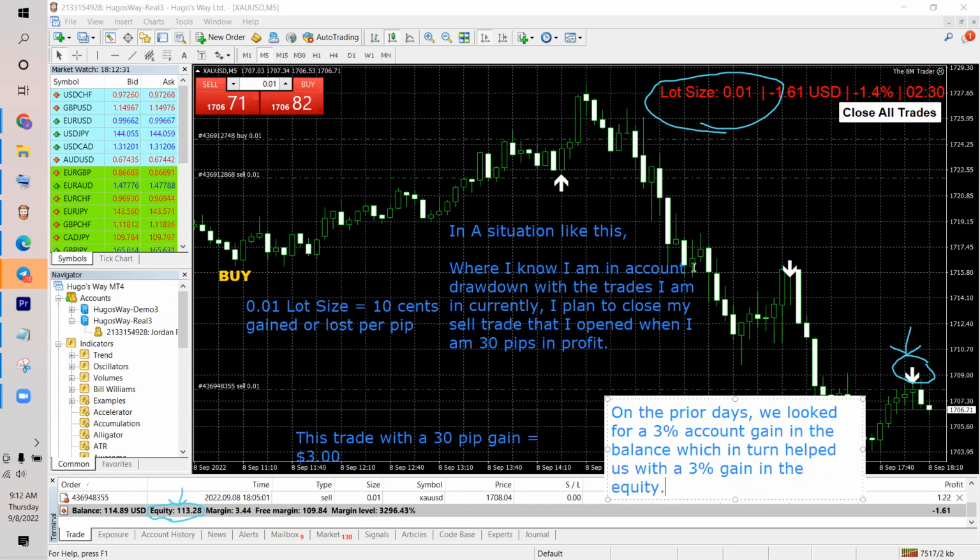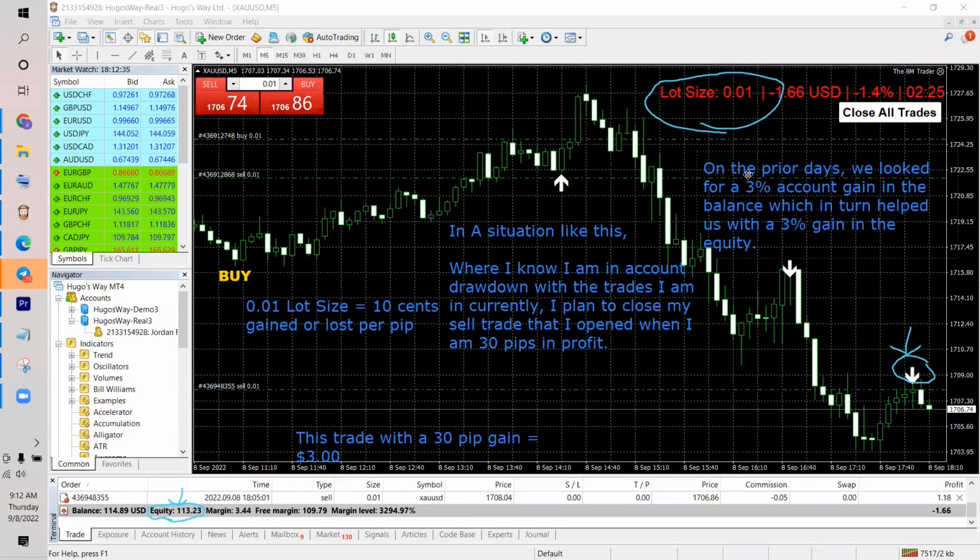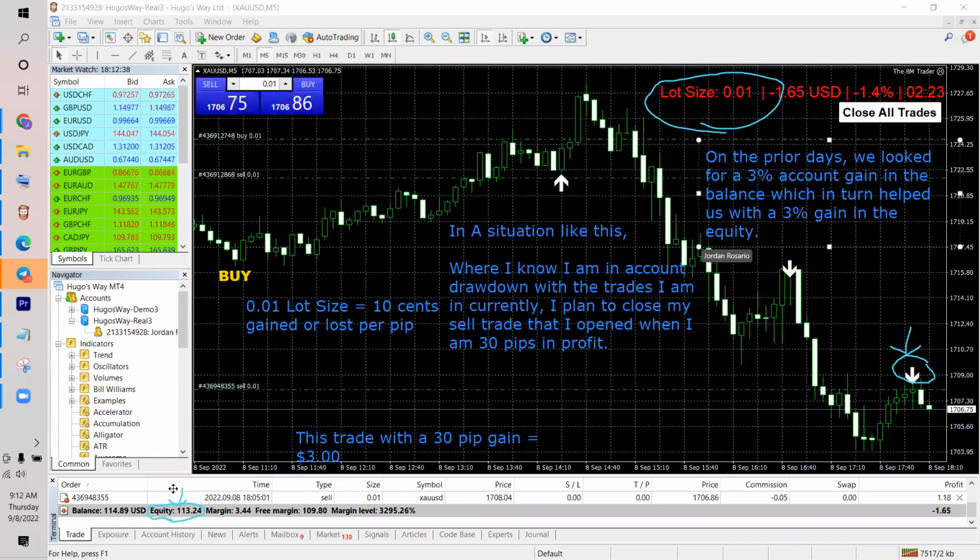This is the most important number. There's a number that you want to pay attention to the most. It's that guy right here, the one where I drew the arrow in the circle. That's the number that you want to pay attention to the most. So when we get to a point where we can close this trade with $3, 30 pips gained, that's a 3% account gain in the equity, which allows us to move forward in the direction that we want to.